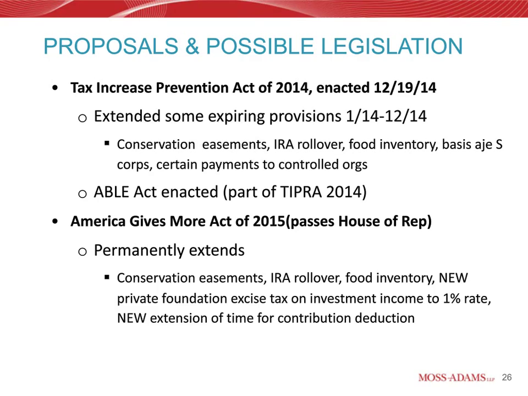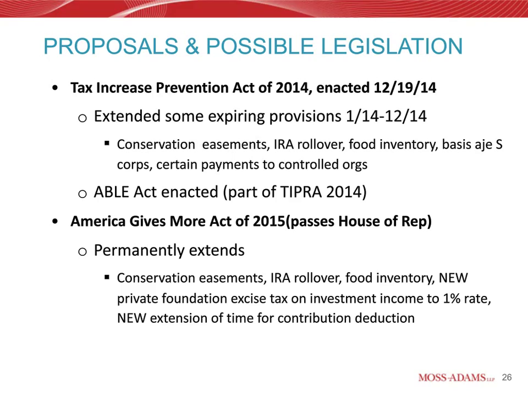As also part of this act, the ABLE Act that I talked about earlier was enacted. Then in 2015, the House passed the America Gives More Act. It didn't pass the Senate, but it has similar things. You'll see conservation easements, IRA rollover, food inventory, but it contained 2 new things. And the new things it contained are interesting because they were in the 2014 tax discussion draft. So we're starting to see some of the provisions within that act actually being in proposed legislation.